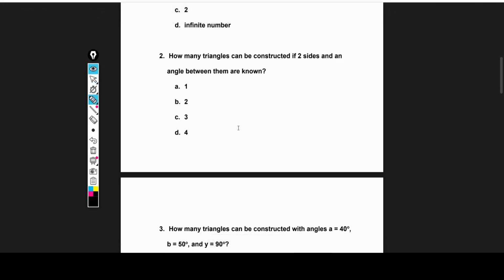How many triangles can be constructed if two sides and an angle between them are known? So you know the length of this side. Oh, that was a terrible line. We know the length of this side, and we also know the angle. So then how many triangles can be constructed? So you would probably think that there's only one possible triangle, and that would be correct. You can see that if we know the angle and then the length, we know exactly where this point is, and we know exactly where this point is, so there's only one possible answer.